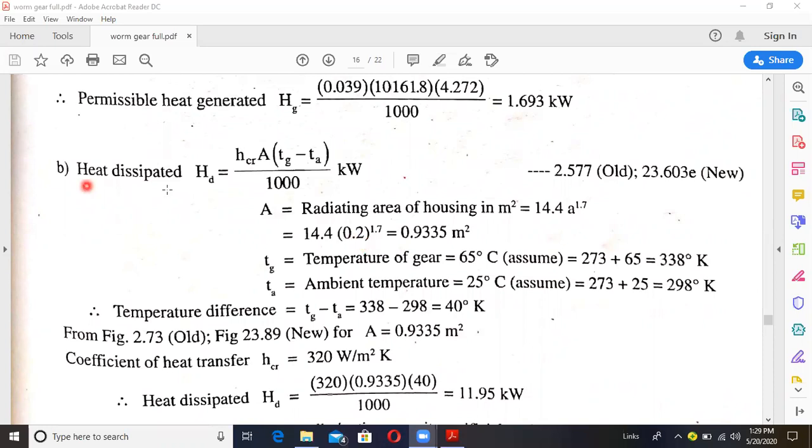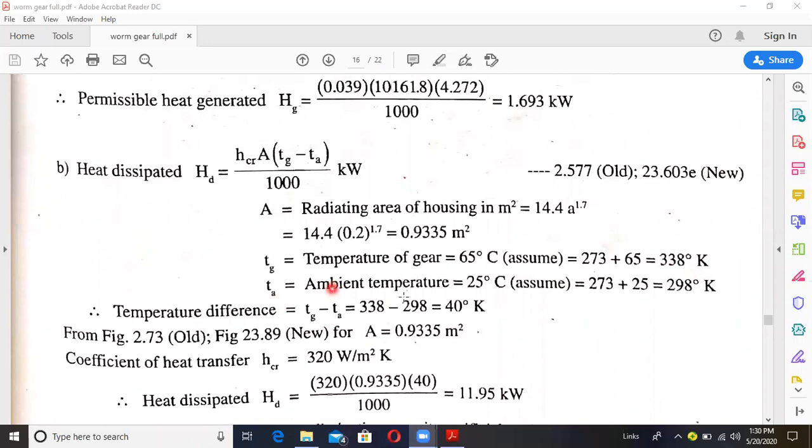Next, heat dissipated HD is equal to HCR into A into Tg minus Ta divided by 1000. Here A is the radiating area of housing. The formula is 14.4 A to the power of 1.7. Substitute A and calculate the area. Next, Tg is not given, so we assume Tg is equal to 65 degrees Celsius, and converting into kelvin, we get 338 kelvin.